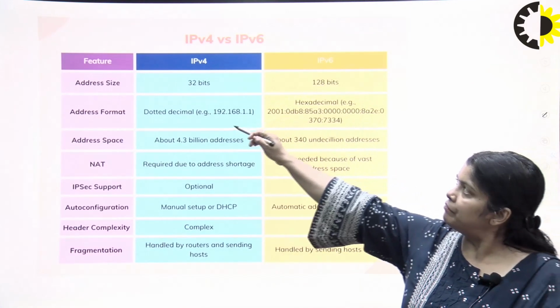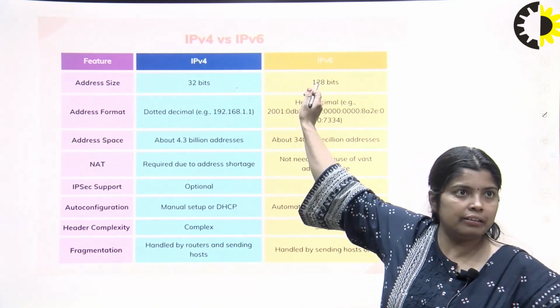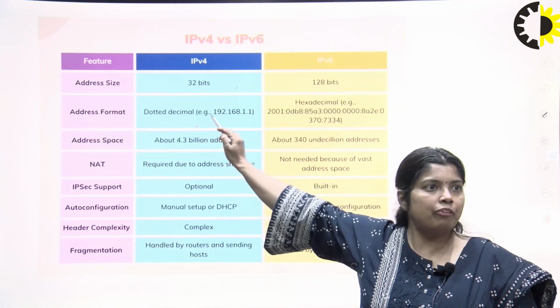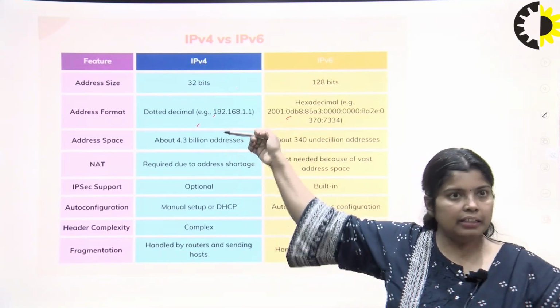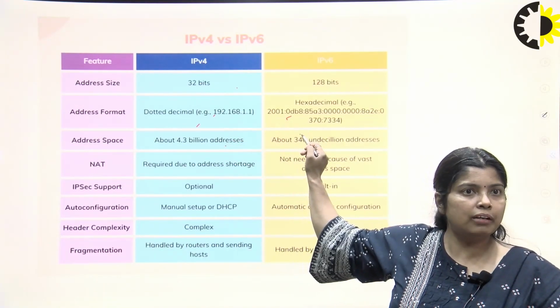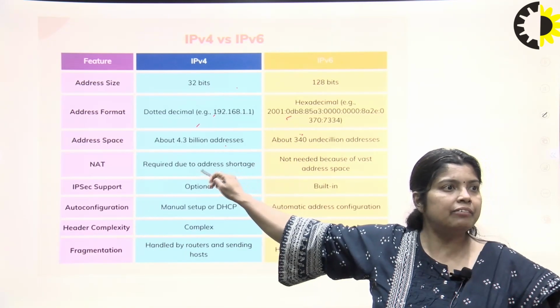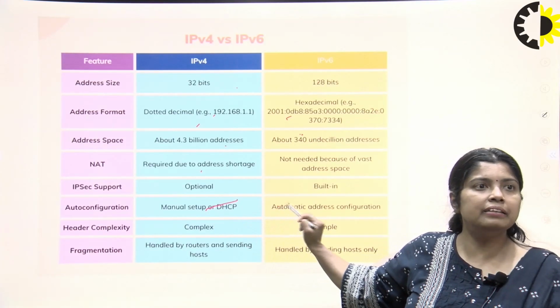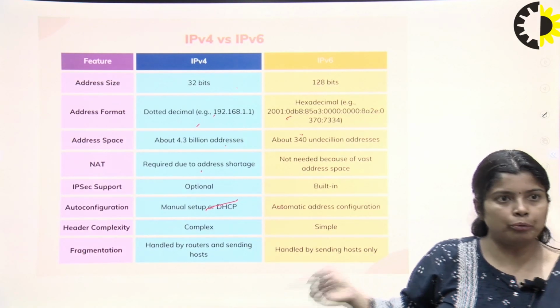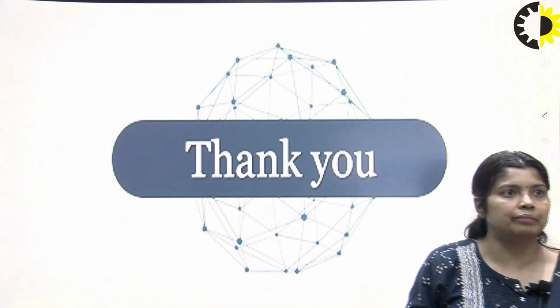These are the main differences. IPv4 is 32-bit, this is 128-bit. Address format is decimal for IPv4 and hexadecimal for IPv6. Address space increases from 2 to the power 32 to 2 to the power 128. Network address translation and DHCP configuration are manual in IP version 4, but in IP version 6 there are automatic address configurations. Thank you.